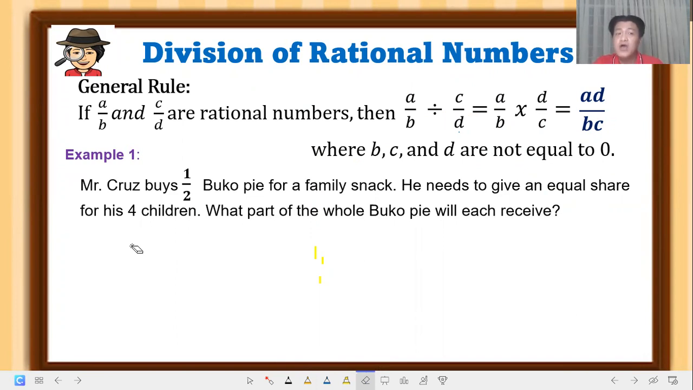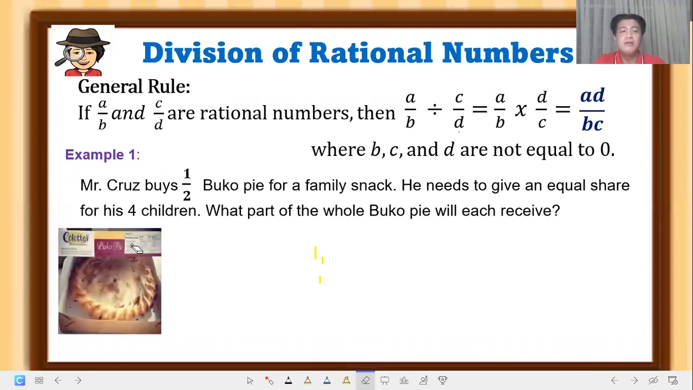Ibig sabihin yan, kung si Mr. Cruz bumili ng buko pie. Ito yun, Colette's buko pie, no? Okay. Dahil nga kulang ang pera niya, kalahati lang binili niya. At meron siyang anak na 4. Ibig sabihin niyan, ilan ang marireceive ng bawat anak niya kung ang binili niya nga buko pie ay kalahati.